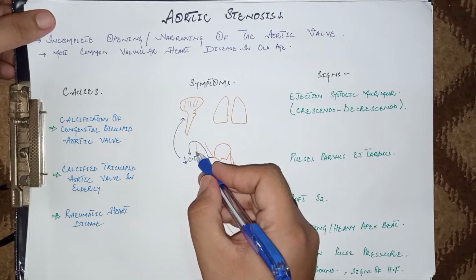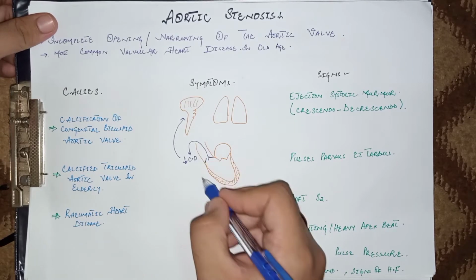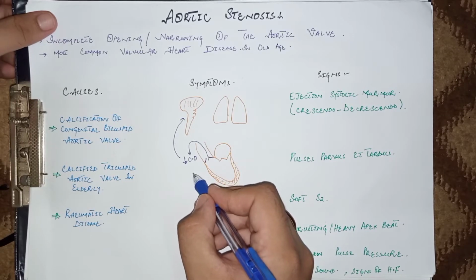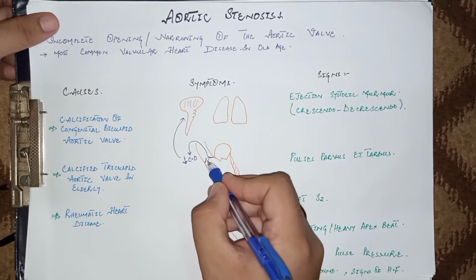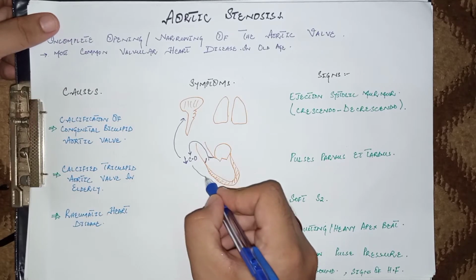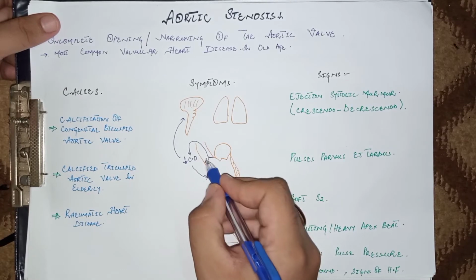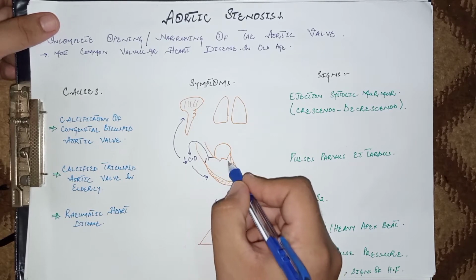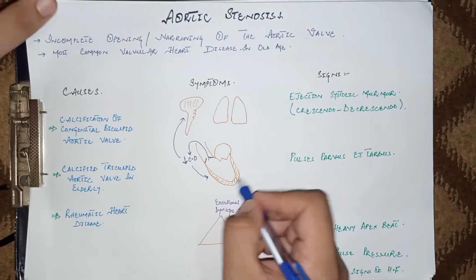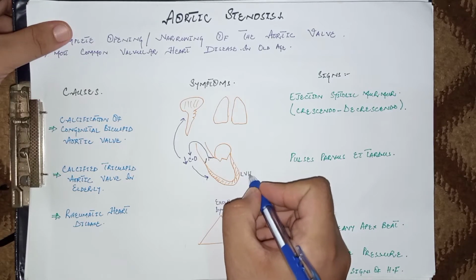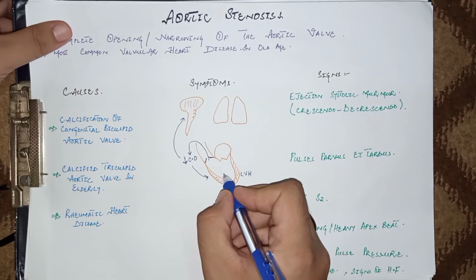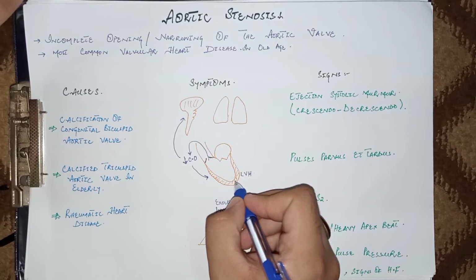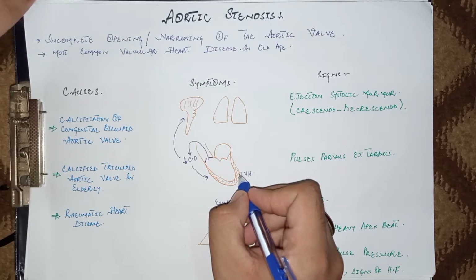And due to decreased cardiac output, there is reduced perfusion of the coronary arteries and decreased blood supply to the heart as well. Due to the obstruction in the pathway, there is pressure overload on the left ventricle. Due to pressure overload, left ventricular hypertrophy occurs. Due to this hypertrophy, there is increased oxygen demand of the myocardium as well.